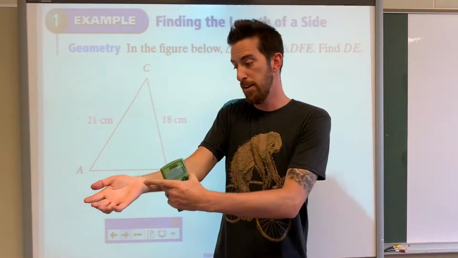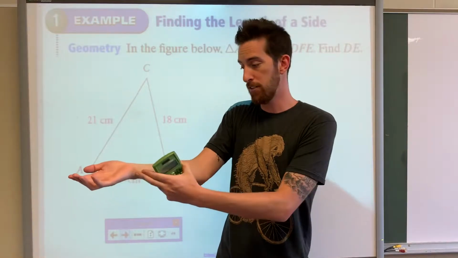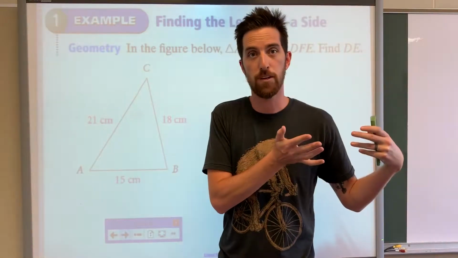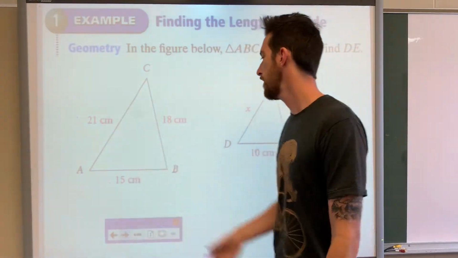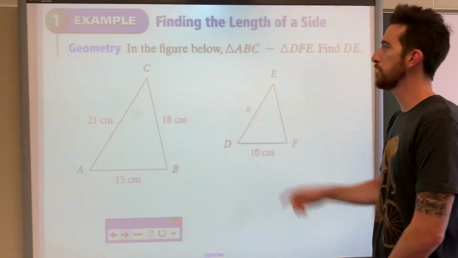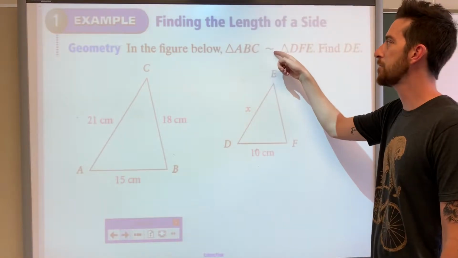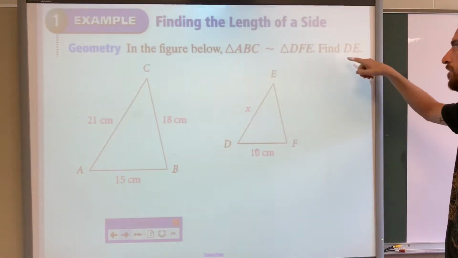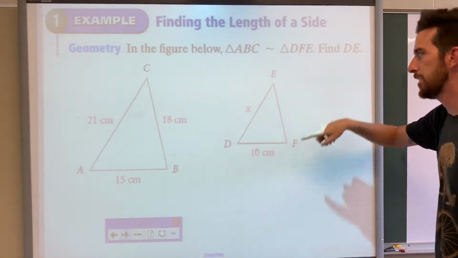If my arm is 1 inch on the screen, but it's 14 inches in real life, then everything would be 14 times bigger in real life. So same thing here. In the figure below, triangle ABC is similar to, that's what that little squiggly means, triangle DFE. Find the length of DE.